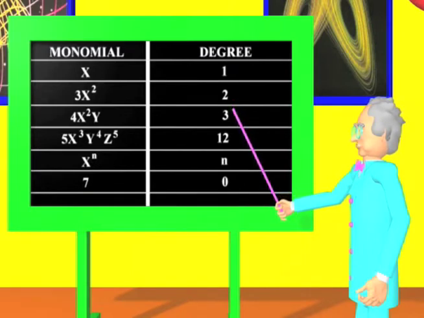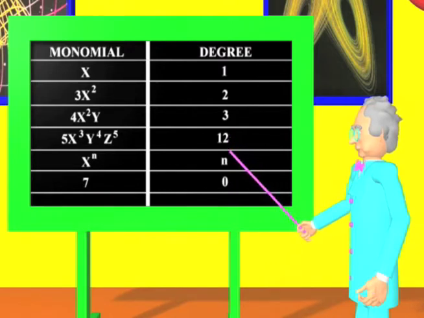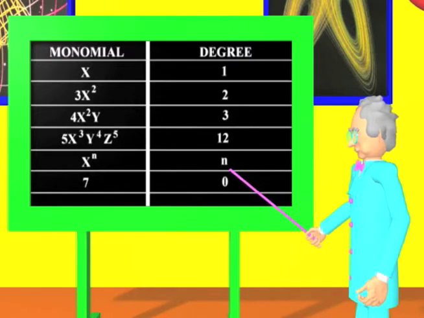And for the 4x squared y, you have to add the exponents together and get 3. The same thing goes for the next one. You have to add the 3 and the 4 and the 5 together on the 3 different variables. You get 12. On the x to the n, the degree is n. And a number always has a degree of 0.